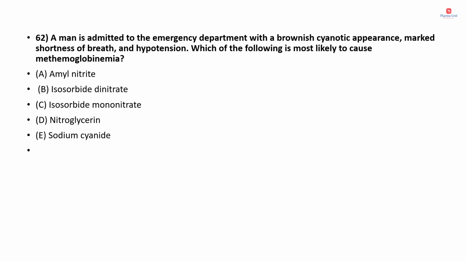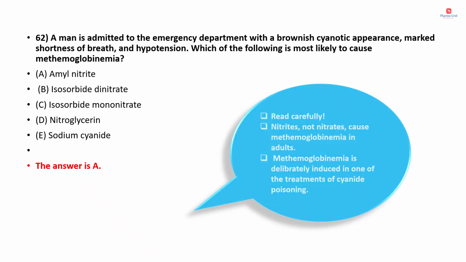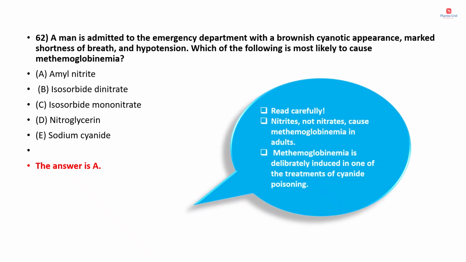So in this question, the drug which is most likely to cause methemoglobinemia is option A, that is amyl nitrite. So read the question carefully as well as the options. Nitrites are responsible for causing methemoglobinemia in adults, not nitrates. Okay, and this methemoglobinemia is deliberately induced in one of the treatments of cyanide poisoning. So hence came the answer as option A, that is amyl nitrite.